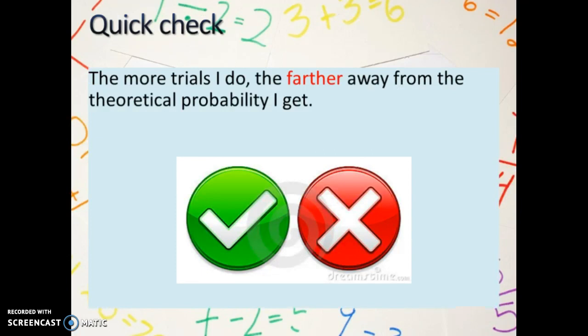We're going to do a few quick checks to finish up here. The more trials I do, the farther away from the theoretical probability I get. Is this true or false? This is absolutely false. We just looked at that. The more trials you do, the closer to the theoretical probability you get. Practice makes perfect.